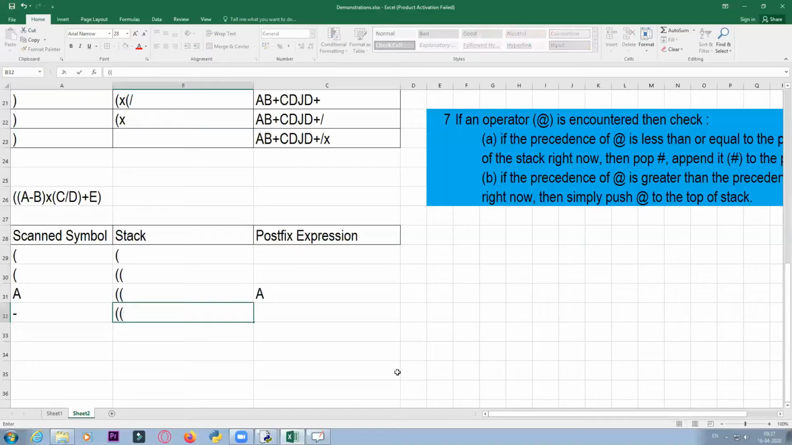Now check minus. Is there any operator at the top of the stack? First of all, tell me that. Give me the answers through chat. Is there any operator in the stack?